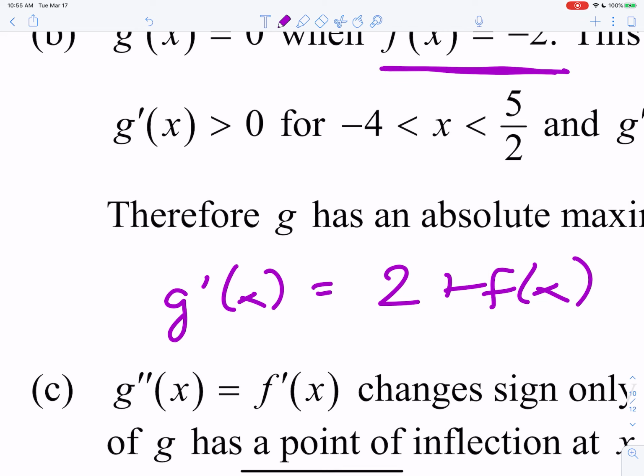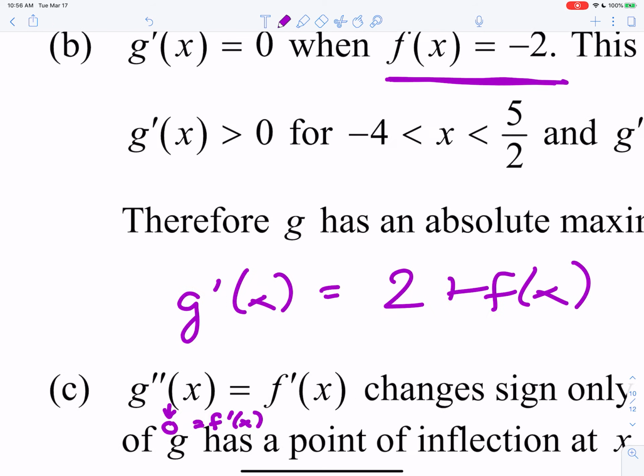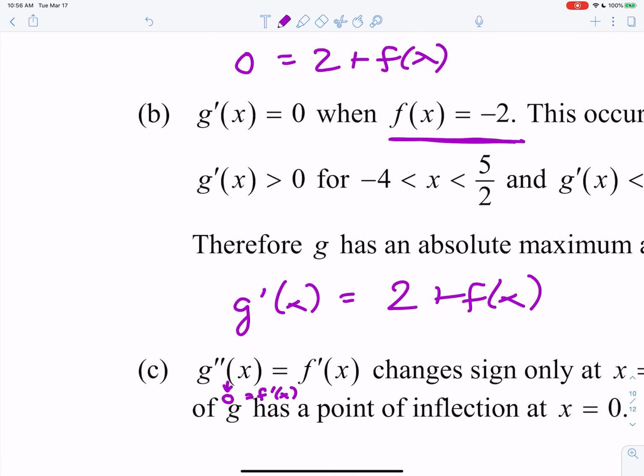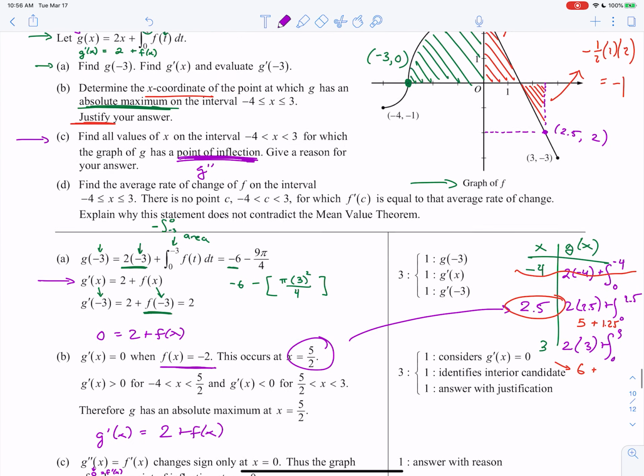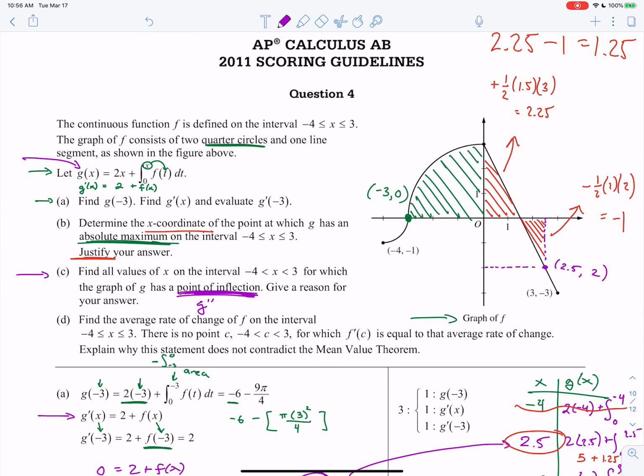Okay? And what we do is we're going to set our second derivative equal to 0. So basically, we're looking for a sign change for G double prime. So if I could show that F prime changes signs, I will know G double prime is going to change signs. So basically, you have to understand that F prime is really talking about the slope of F. So you could do it in two ways. If you understand slope, you could draw mini tangent lines.